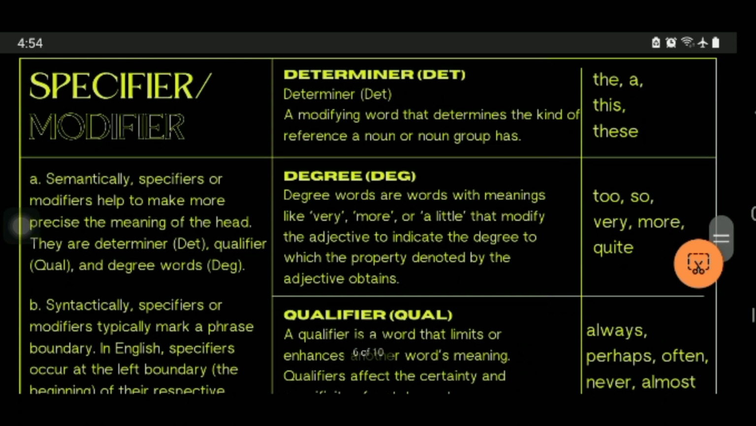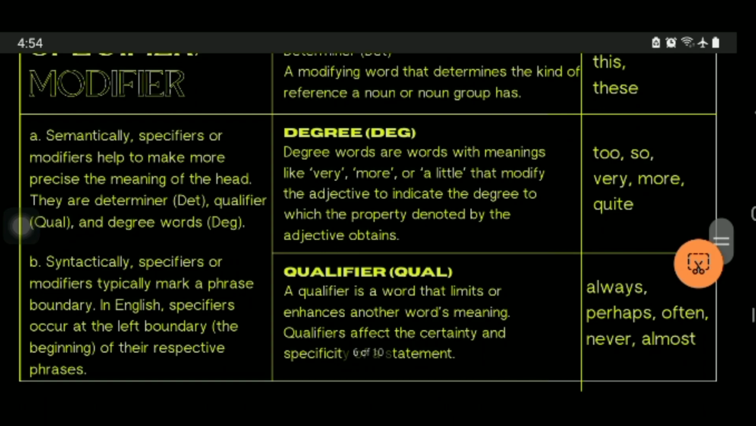Second one is specifier or modifier. Semantically, specifiers or modifiers help to make more precise the meaning of the head. They are determiner, or det, qualifier or qual, and degree words or deg. Syntactically, specifiers or modifiers typically mark a phrase boundary. In English, specifiers occur at the left boundary or the beginning of the respective phrases.